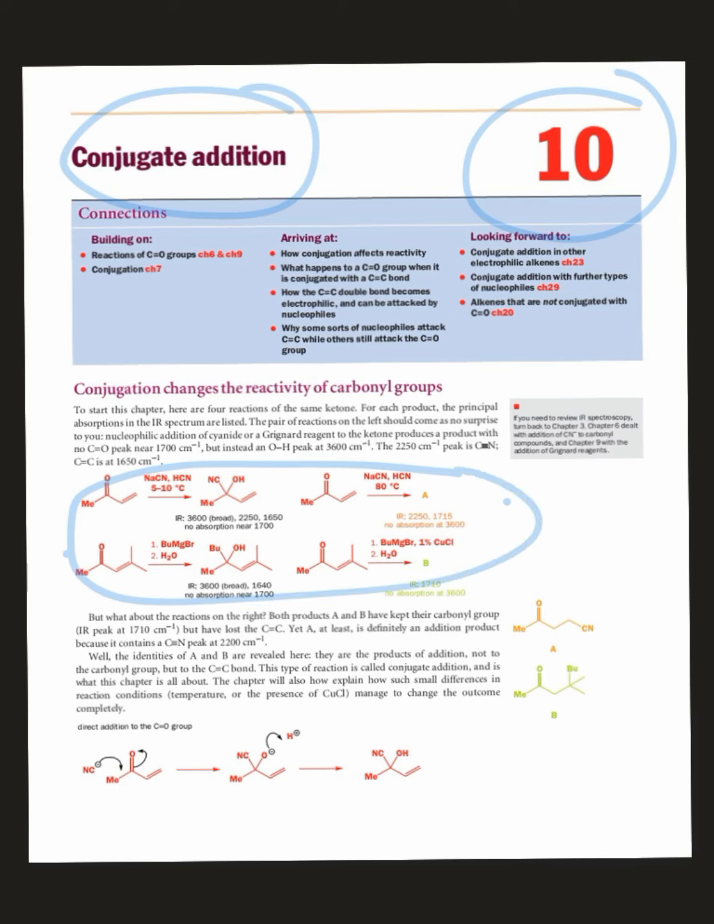For each product, the principal absorptions in the IR spectrum are listed. The pair of reactions on the left should come as no surprise to you. Nucleophilic addition of cyanide or a Grignard reagent to the ketone produces a product with no carbonyl peak near 1700 cm inverse, but instead an OH peak at 3600 cm inverse. The 2250 cm inverse peak is the nitrile. The carbon-carbon double bond is at 1650 cm inverse.